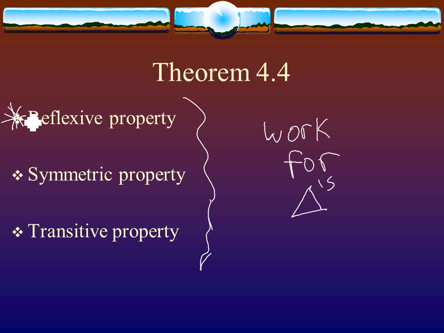Reflexive property says, for triangles, any triangle is congruent to itself. So the reflexive property would say triangle ABC has to be congruent to what? Triangle ABC. Now, the reflexive property, I'm just going to write out what it is, so you remember it: anything equals itself.